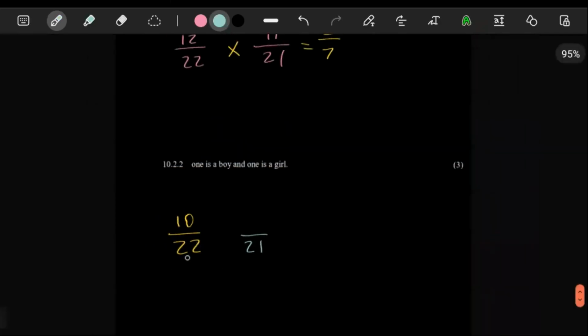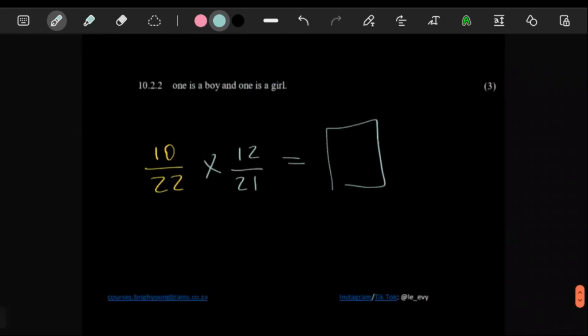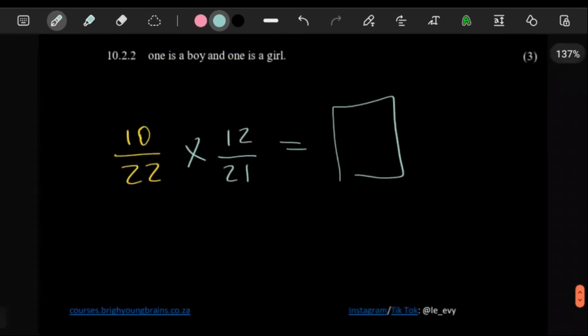And since you chose a boy the first time, all the girls are still there. So the chance that you choose a girl is just 12 over 21 people in total. This is if, let's say, you choose a boy first, and then if you choose a girl afterwards. So this would be scenario number 1. Whatever this is, we'll find out just now. So this is going to give us the probability that we choose a boy first and then a girl afterwards.